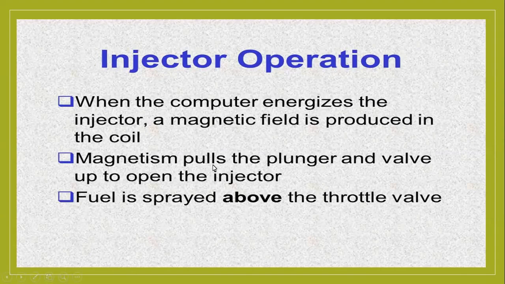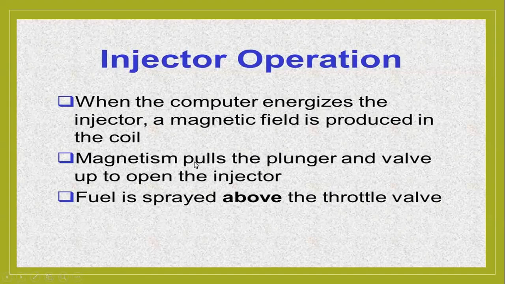Magnetism pulses the plunger and valve up to open the injector. Fuel is sprayed above the throttle valve. So in the operation, earlier the injector pump worked differently, but now the injector pump is an electronic injector pump. This is called electronic.